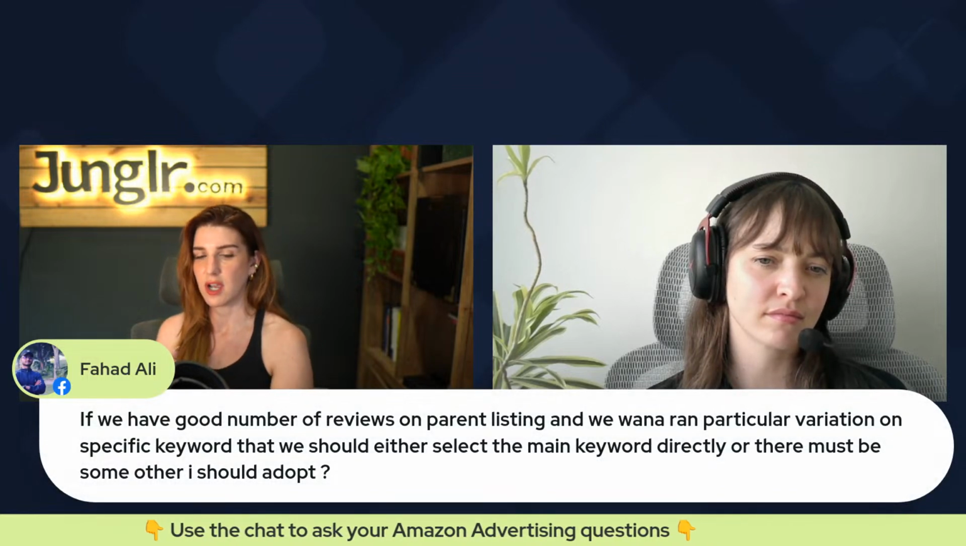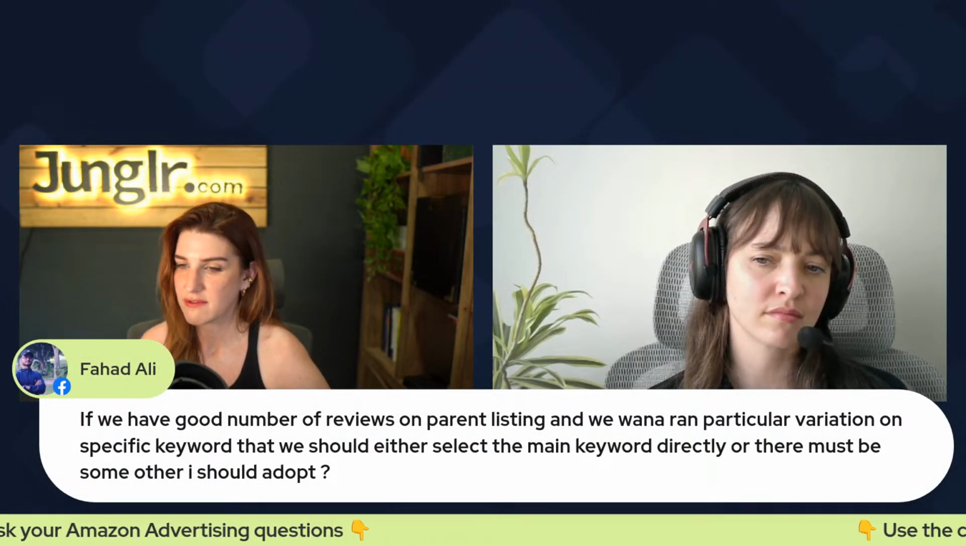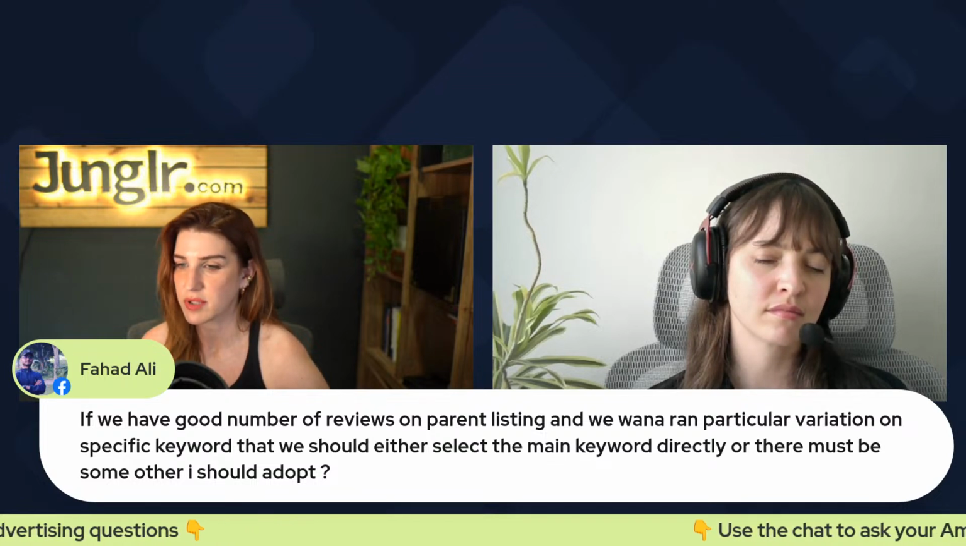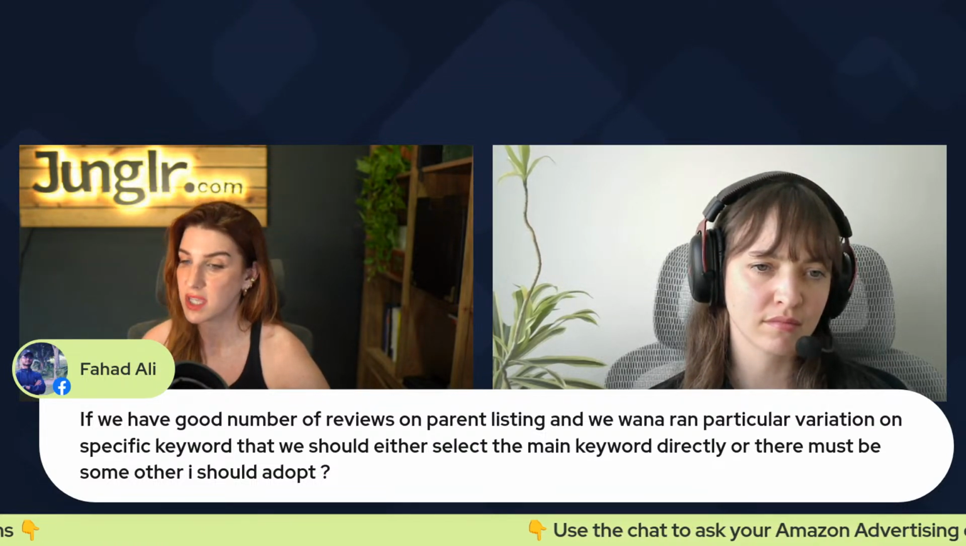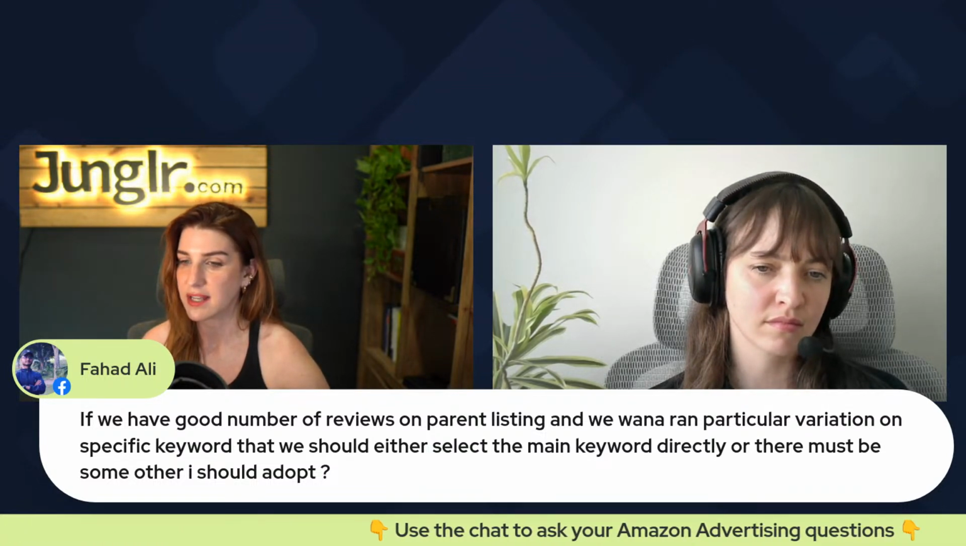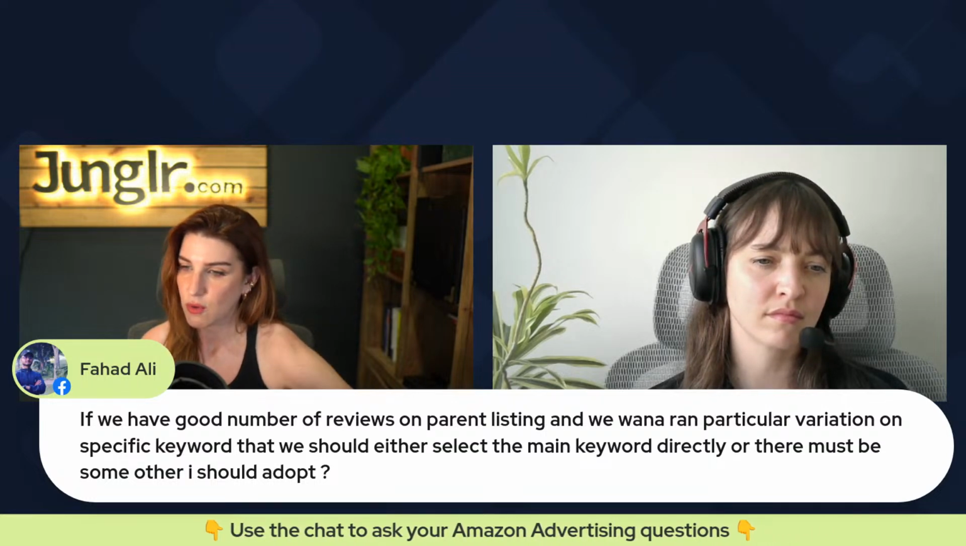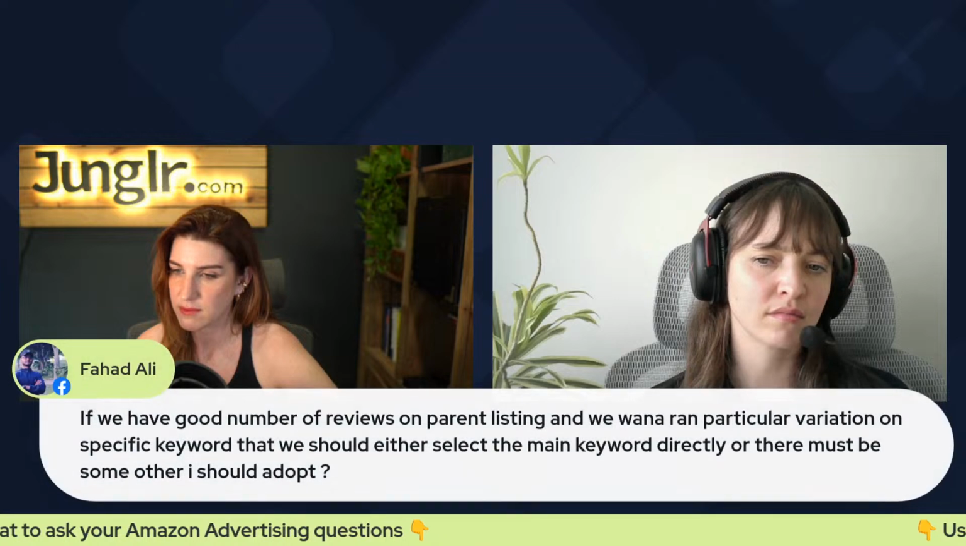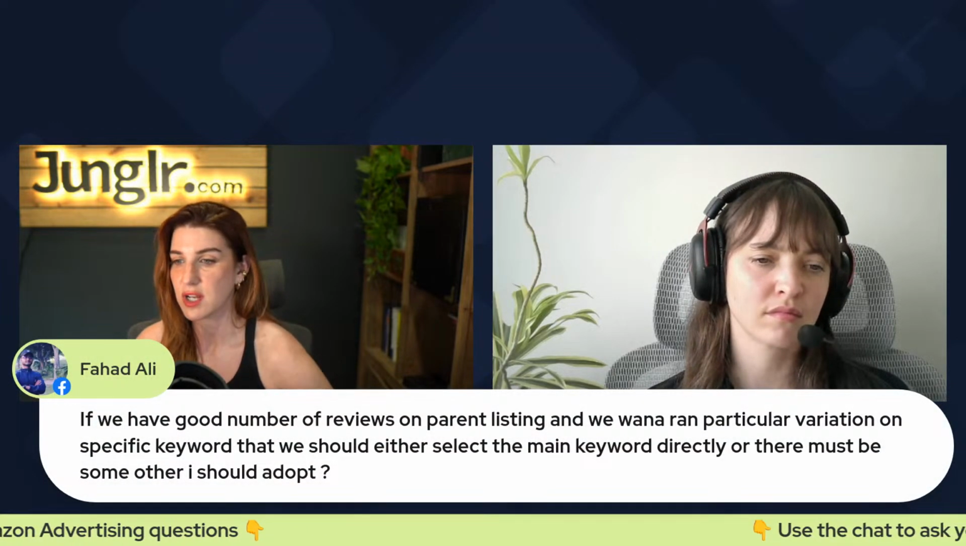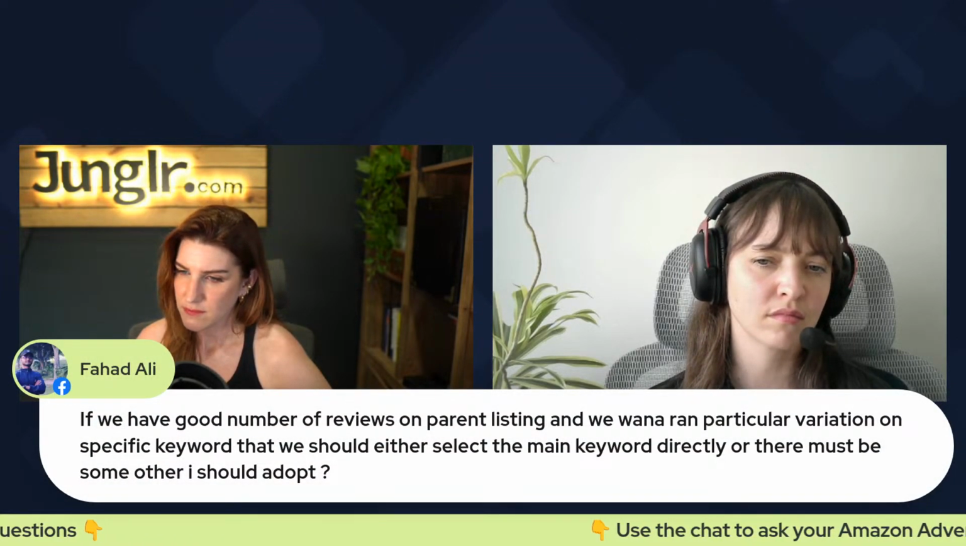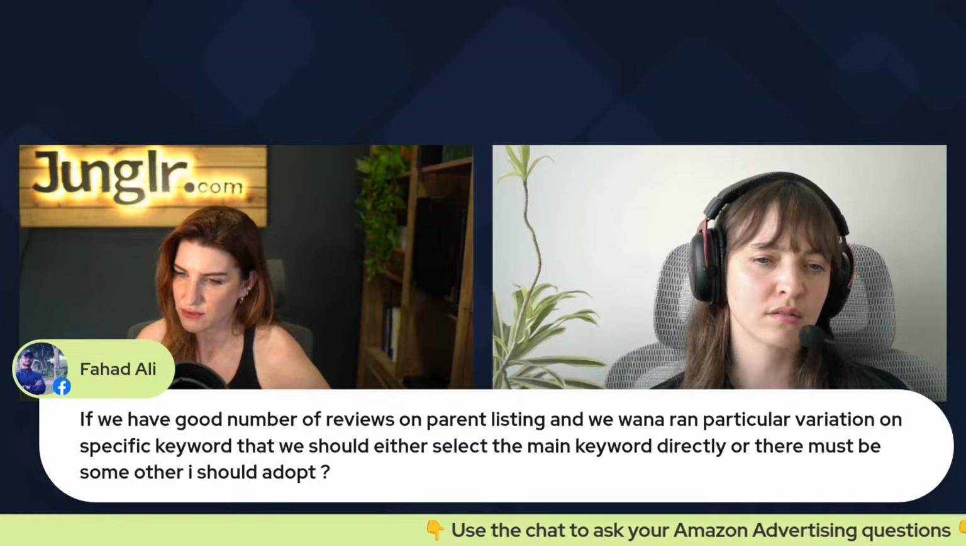This other question, I'm not sure if I understand. All right, here's a good question and there's a clarification on this, so I'll read both and then we'll get into it. If you have a good number of reviews on the parent listing and we want to run a particular variation on a specific keyword, should we select the main keyword directly, or is there something else I should adopt? Oh, that's a different question. Okay, it wasn't a clarification. Select the main keyword directly.